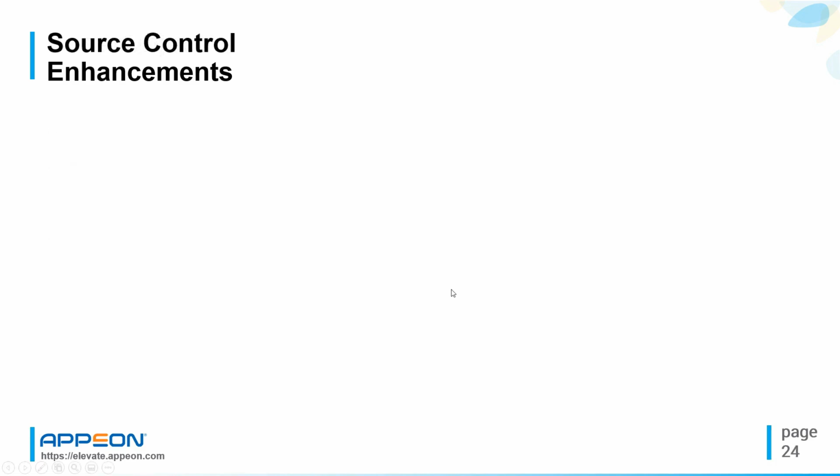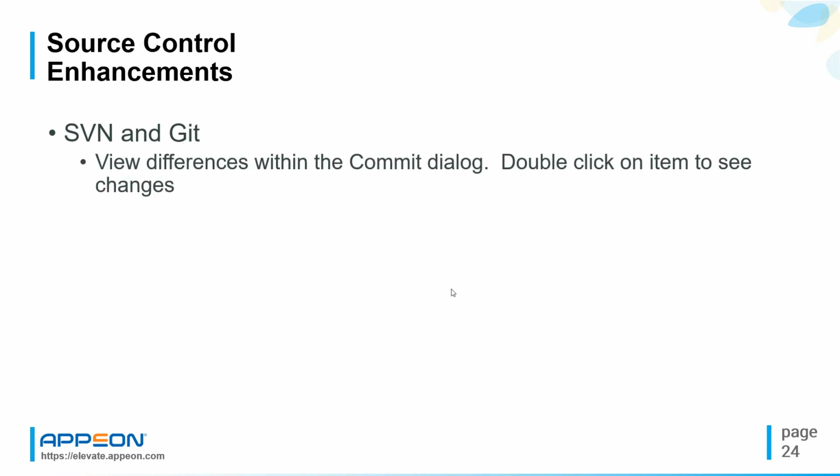There are some enhancements to source control for Subversion and Git. You can now view differences in the commit dialog. All you need to do is double click on the item in the commit dialog, and it'll open up the diff viewer and show you what the changes are. For Subversion only, there's now support for the SVN needs-lock property.